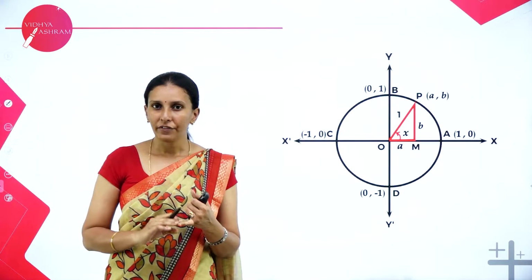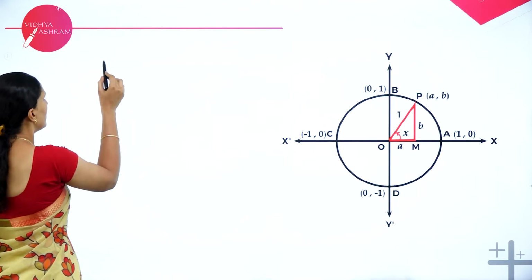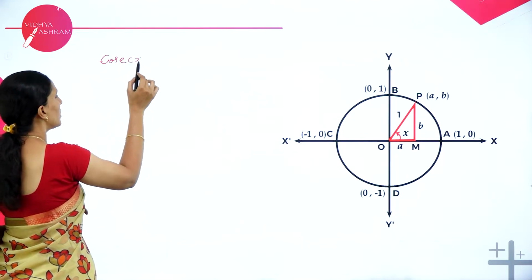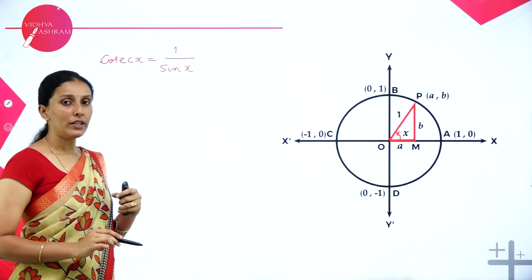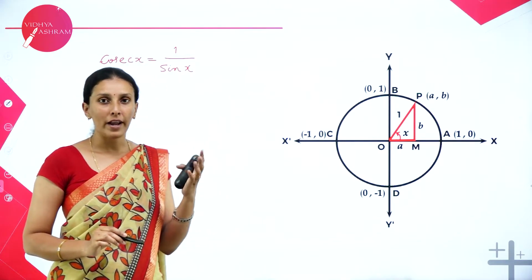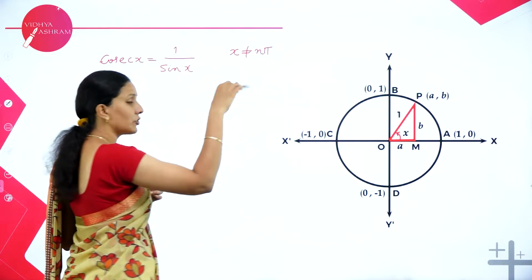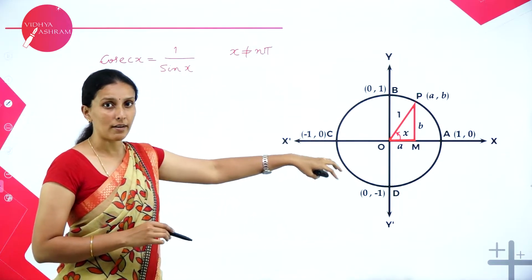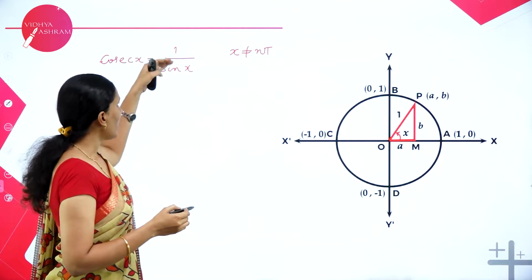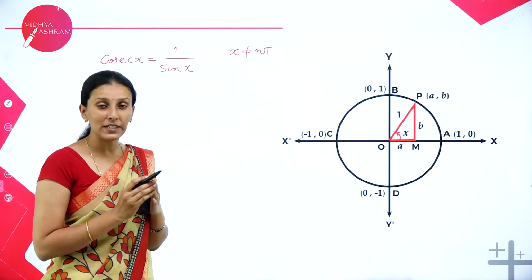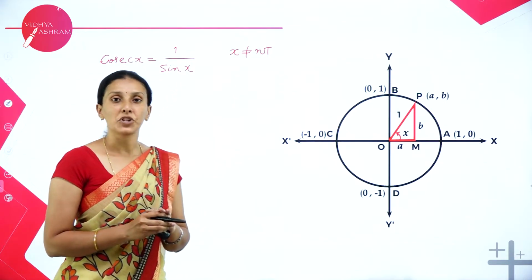So now we have defined sin x and cos x in terms of the unit circle. The remaining functions are cosecant x. We know that cosecant x is the reciprocal, 1 by sin x. We know that sin x becomes 0 for n pi values, so here x is not equal to n pi. This is the condition of cosecant x under the unit circle, because sin n pi is 0, and 1 by 0 is not defined mathematically. Therefore the cosecant function can be defined for all angles except n pi.